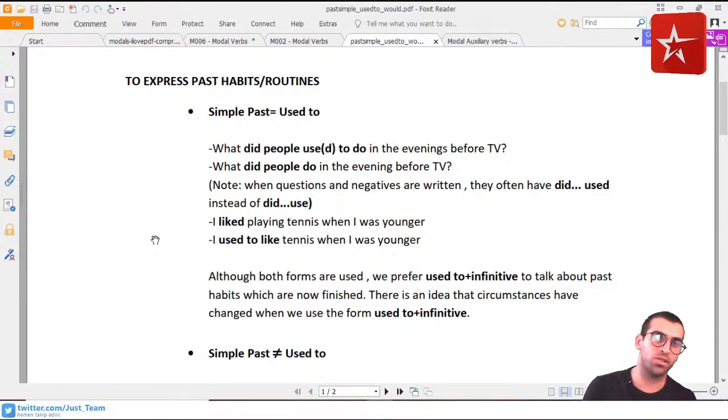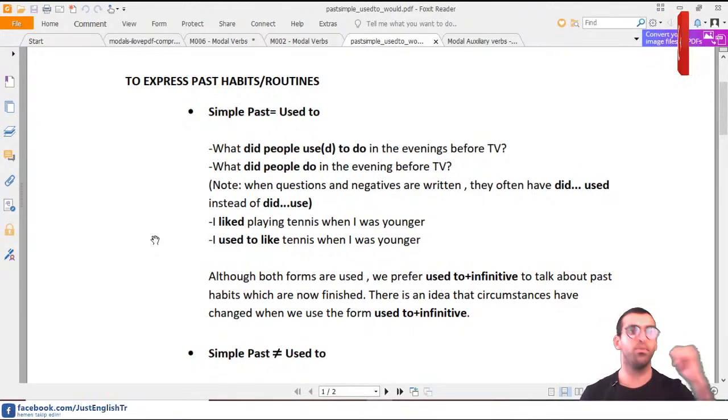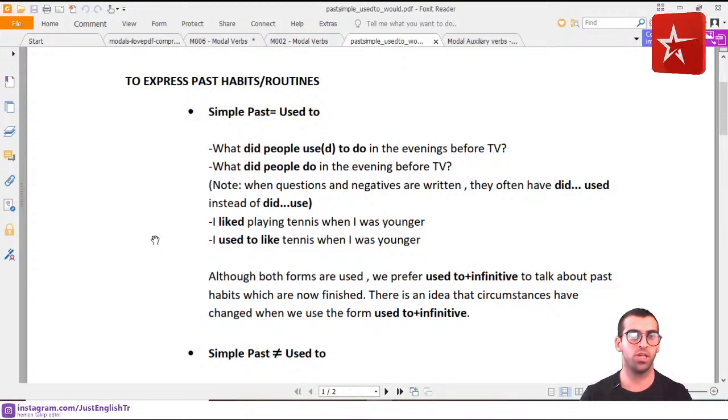We use used to when we are talking about past habits or routines. For example, I used to play football when I was a child. It's a kind of habit. Or I used to live in a flat. It was a routine.